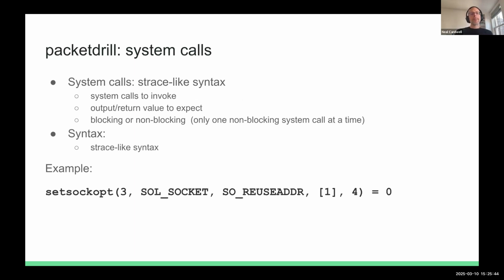So system calls. Packetdrill allows you to specify system calls by using a syntax that's borrowed as much as possible from strace, where you specify the system call to invoke, and then you specify the output and return value you expect. And these can be blocking or non-blocking system calls, although it can only handle one blocking system call at a time. And the syntax is familiar to anyone who's ever looked at strace output. It basically looks like a system call as represented here.